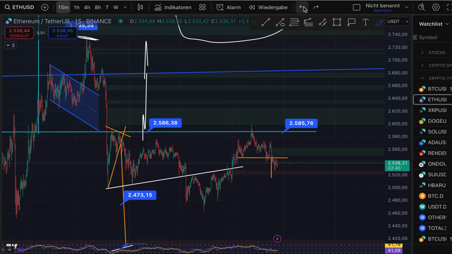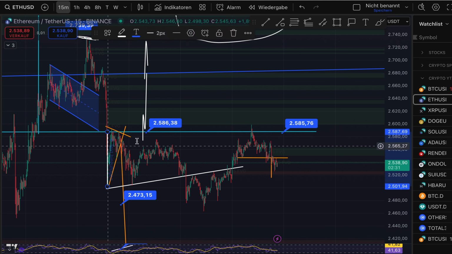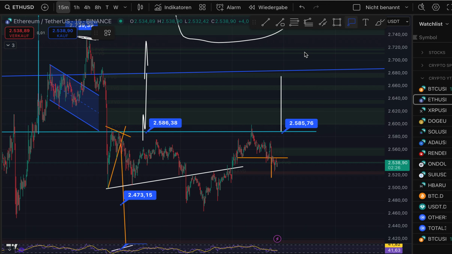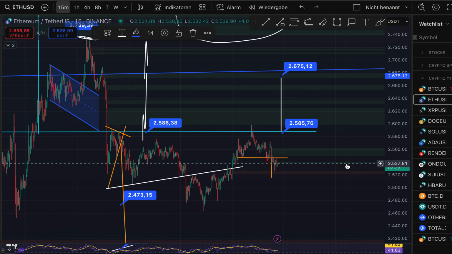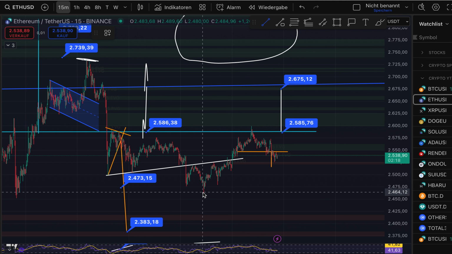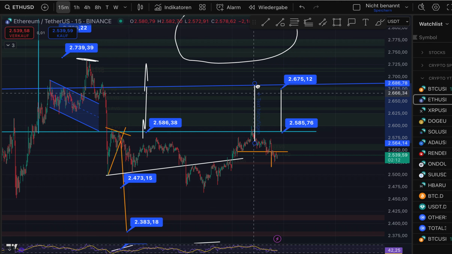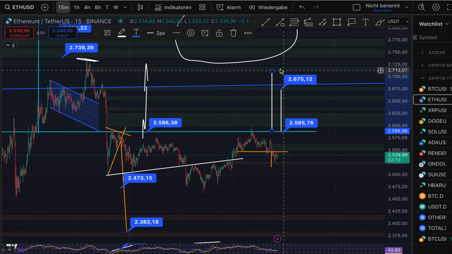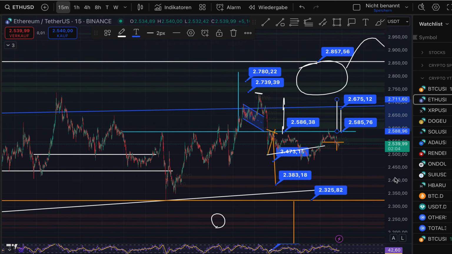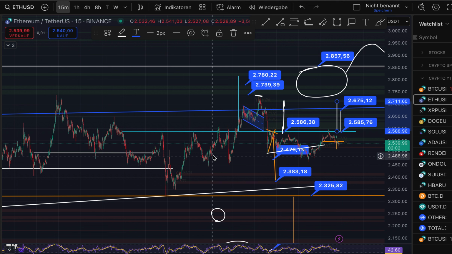So we can look what the target is of that head and shoulders formation. So we can take the left shoulder, for example, put it to the breakout point, target 2,674 US dollar. Here's the price mark, even 75. And if we are a bit more bullish, then we take the length of the head, put it then to our breakout point, target 2,713 US dollar.